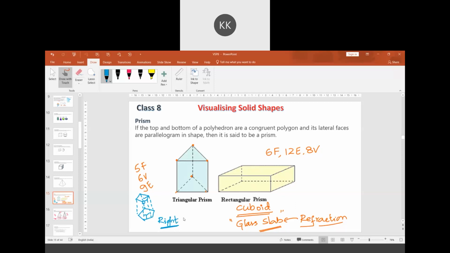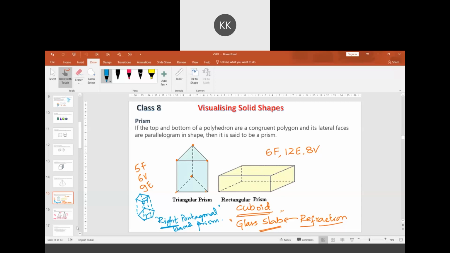A right pentagonal based prism. This is the name given. If it is not making 90 degrees, it is called an oblique pentagonal based prism.